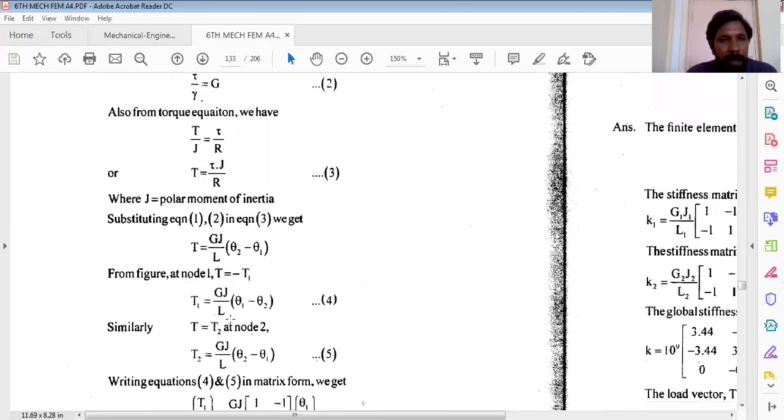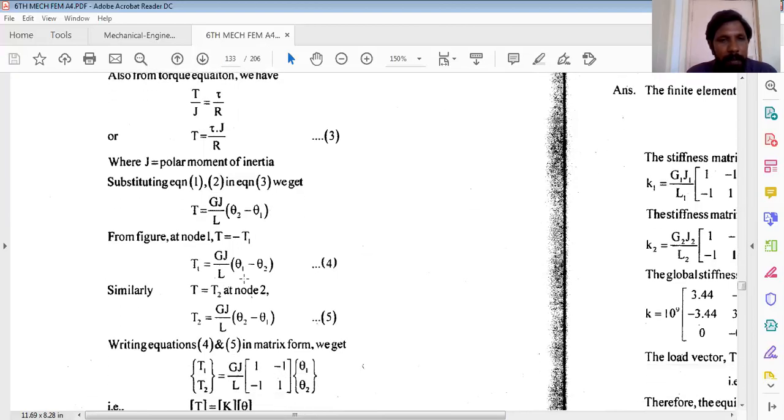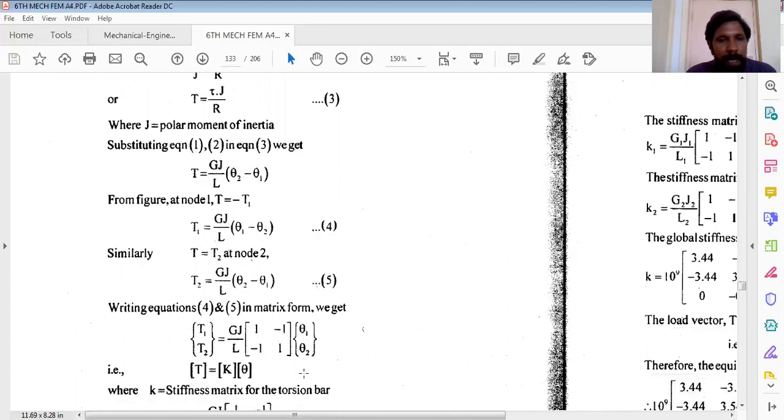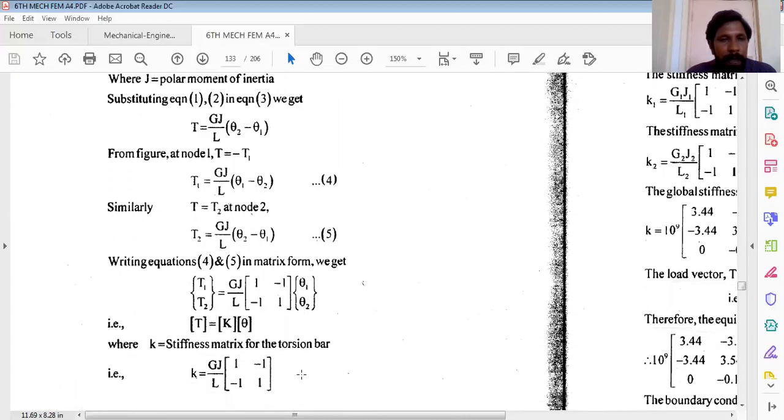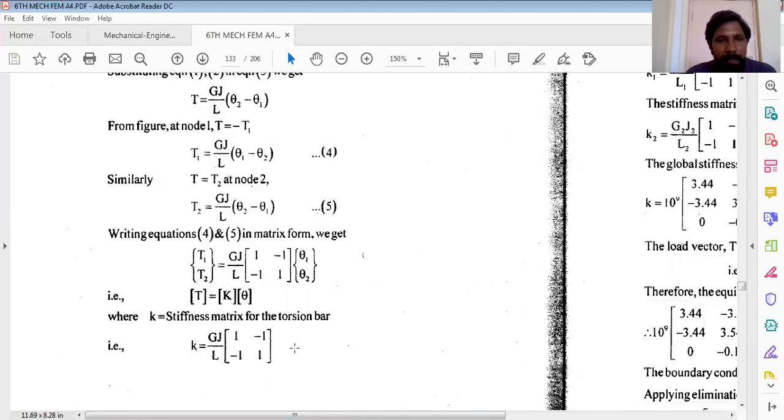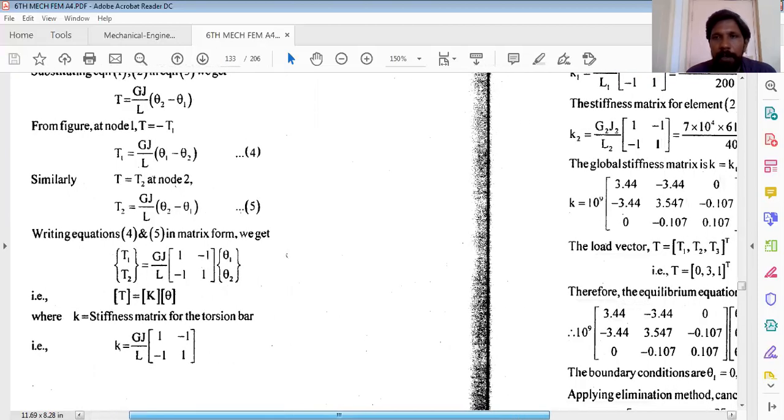You can expand this, or else you can write it in matrix form. So on the left side, from equations 4 and 5, we have T1 and T2, and the common factor is GJ by L, and the coefficients of theta 1 and theta 2 are 1, minus 1, minus 1, 1. So this GJ by L into the matrix of 1, minus 1, minus 1, 1 is the stiffness matrix for the torsional bar, where K is called the stiffness matrix for the torsional bar. In this way, we can have the formulation of the shaft subjected to torque.